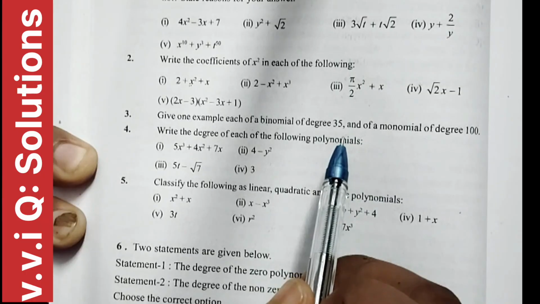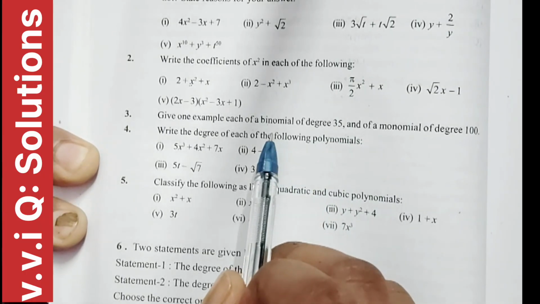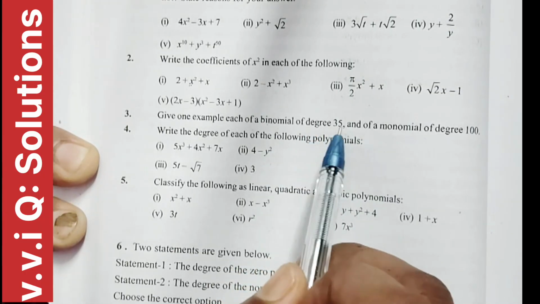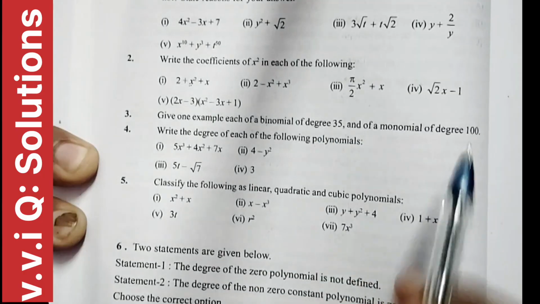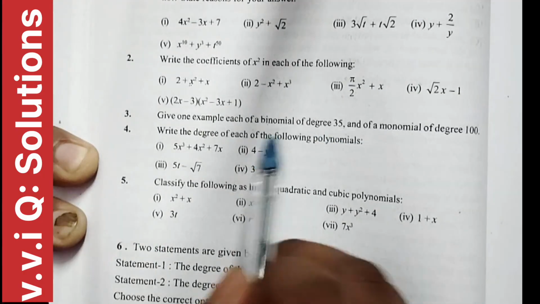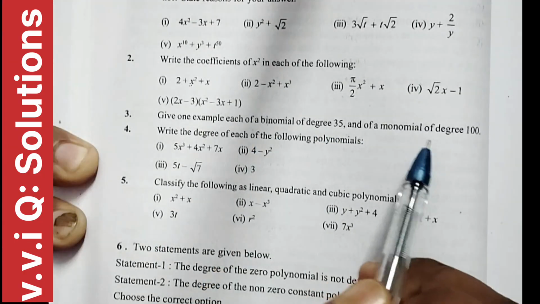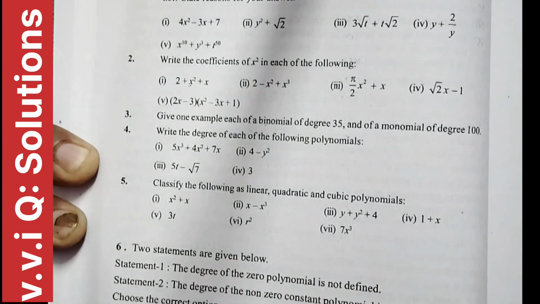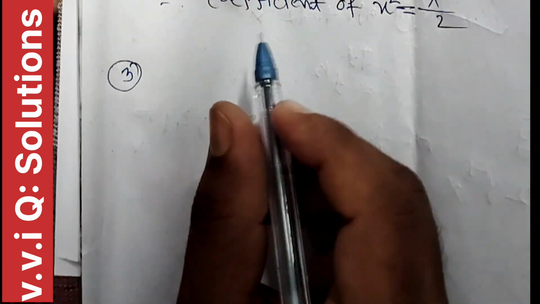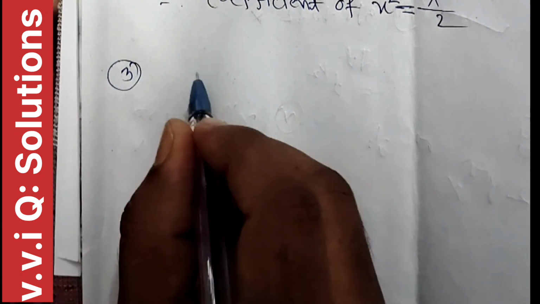So simply you write the example, the degree is 35.